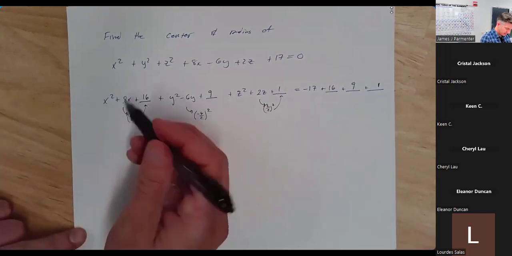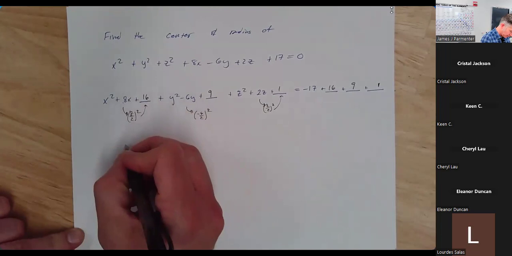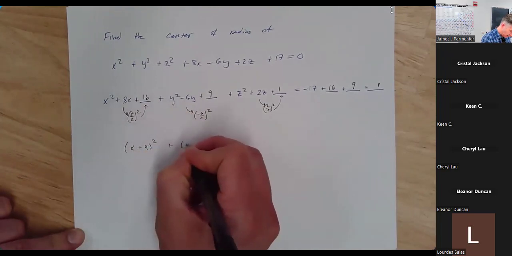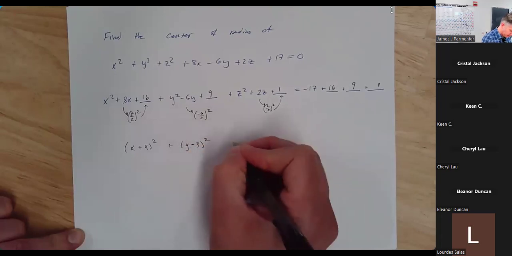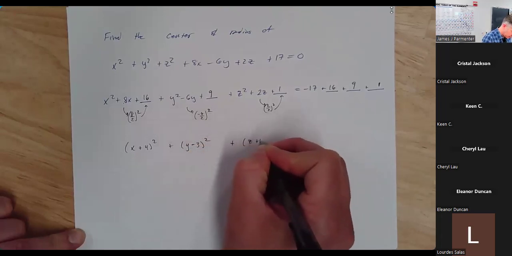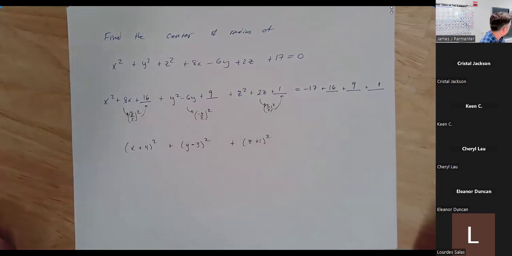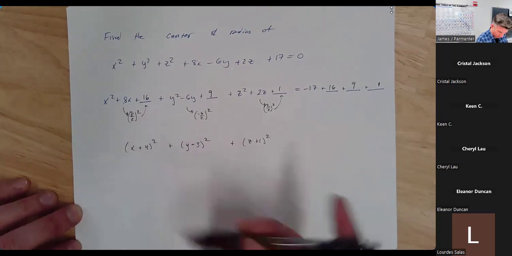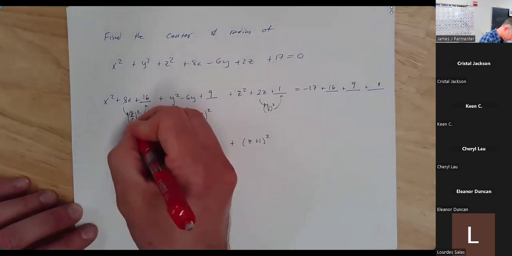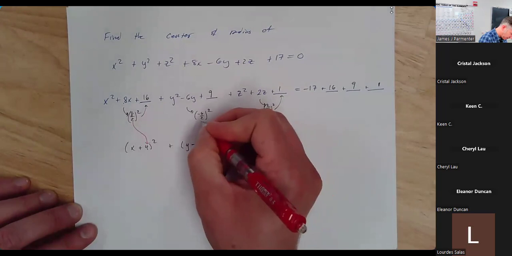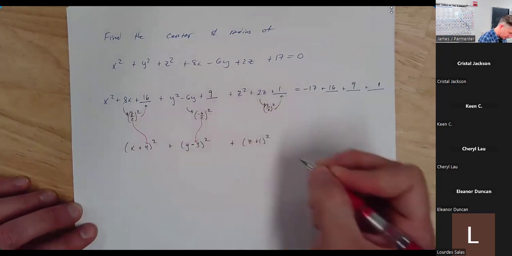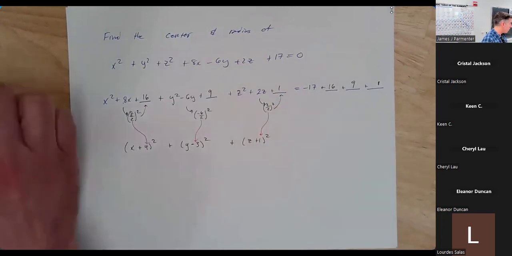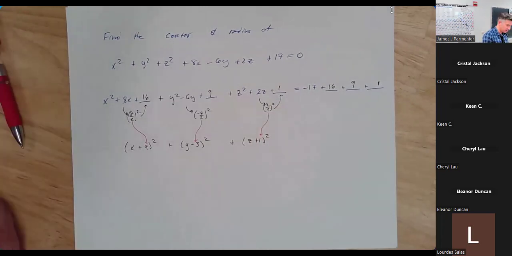The other nice thing about seeing this is that when you do this, you can see that this part is going to be x plus 4 squared. This is going to be y minus 3 squared. And this is going to be z plus 1 squared. Now, sorry, I don't think I was very explicit there. What I'm really saying is whatever number is in here, this 8 divided by 2 is the 4 that goes right there. This negative 6 divided by 2 is the negative 3 that goes right there. And this 2 divided by 2 is the positive 1 that goes right there. That is always the term that goes there when you're factoring this, completing the square.